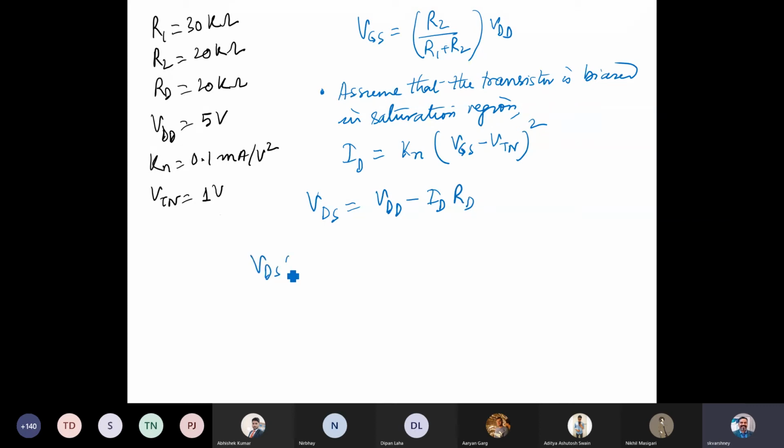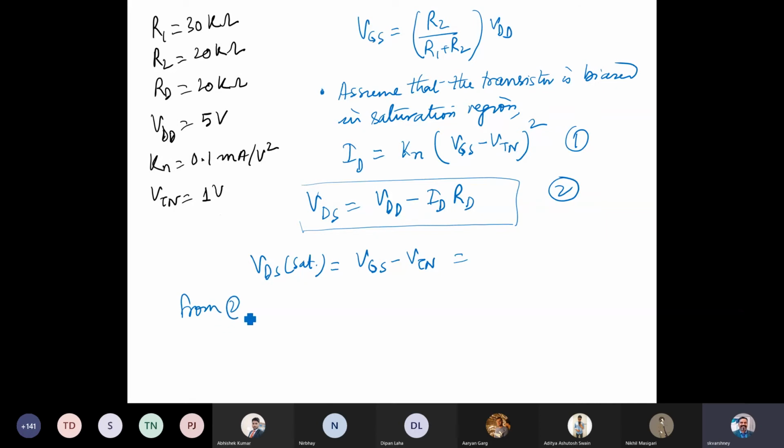Find out VDS saturation, which is VGS minus VTN. We know this number, and then you have obtained VDS from here, considering it is in saturation region. So this VDS should be what we obtain from this equation. Let's call them equations 1 and 2. From 2, whatever VDS we get, if it is larger than the VDS saturation, your assumption is correct, and it means the transistor is in saturation region.